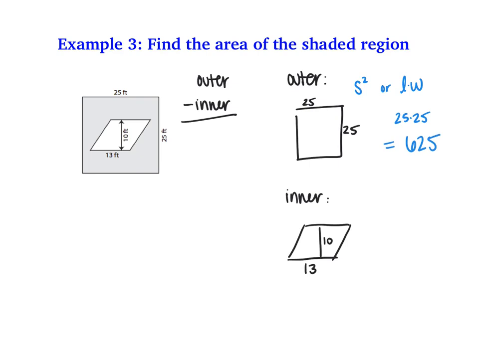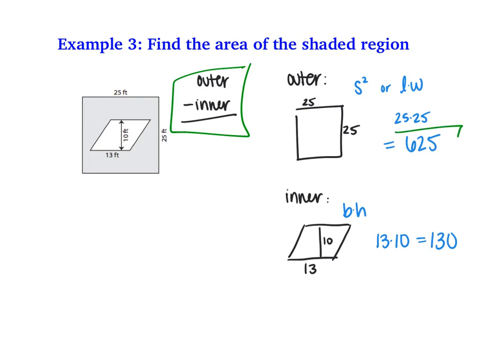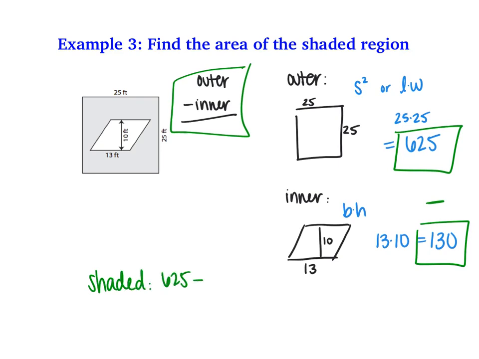Now for my inner shape, a parallelogram is just base times height, that's straight up and down vertical height. So here I'd be doing 13 times 10, which is 130. Now again, I need to do outer minus inner. So I'm going to take this 625 and subtract 130. So the shaded region would come from 625 minus 130. So 625 minus 130 gets me that the area of just the shaded region would be 495.